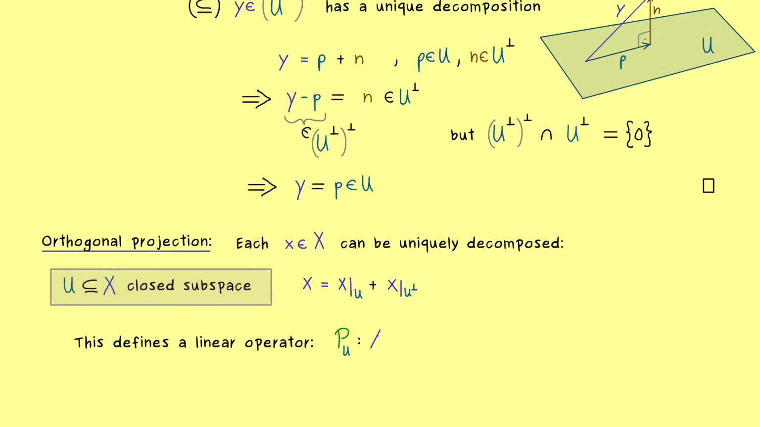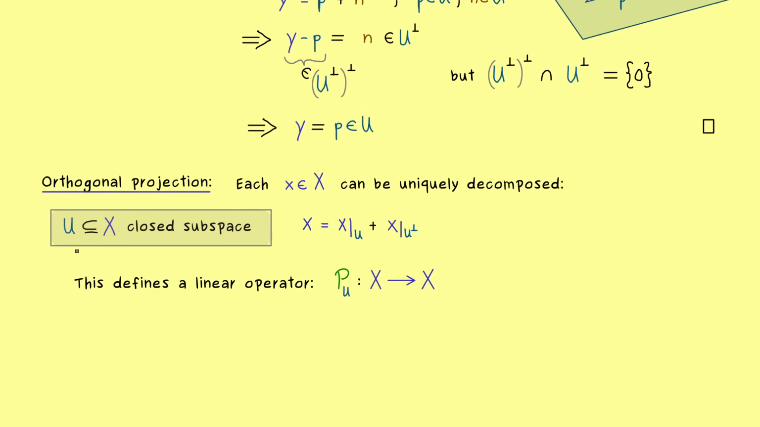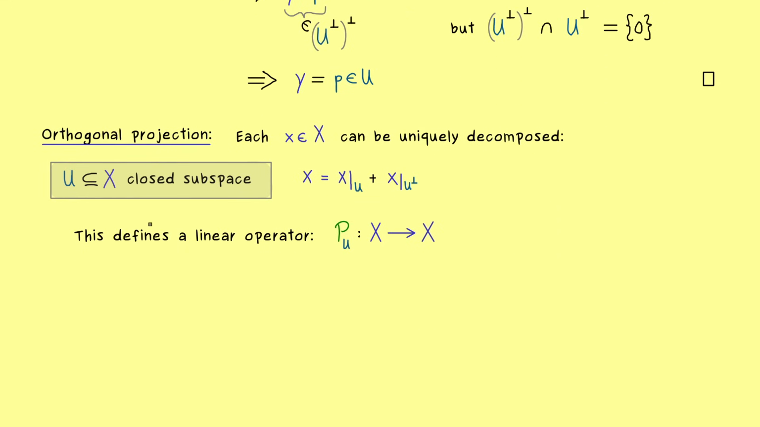And as a linear operator, it maps our Hilbert space X into itself. Hence, the input is any vector X from the Hilbert space, and the output is the orthogonal projection onto U. Hence, for any vector X, we just forget about our orthogonal component and just take the one in U. And moreover, we already know a very explicit formula for this operator when we have an ONB for our closed subspace U given.